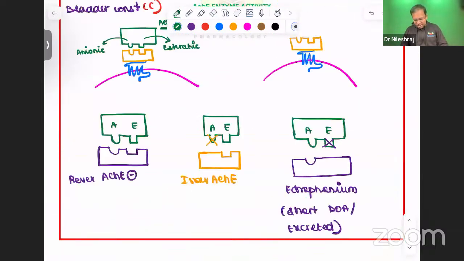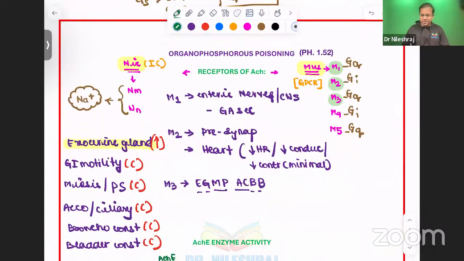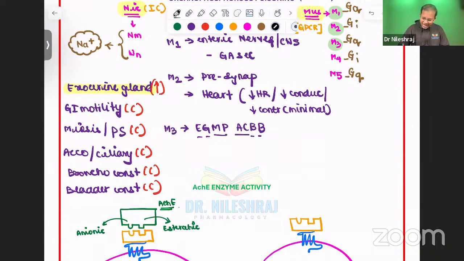We'll go back to the first page. We'll finish off the nicotinic areas. Let's say we have left a small gap over there. NM and NN receptors. NM channels are there at the neuromuscular junction. NM means nerve and muscle junction, buddy.